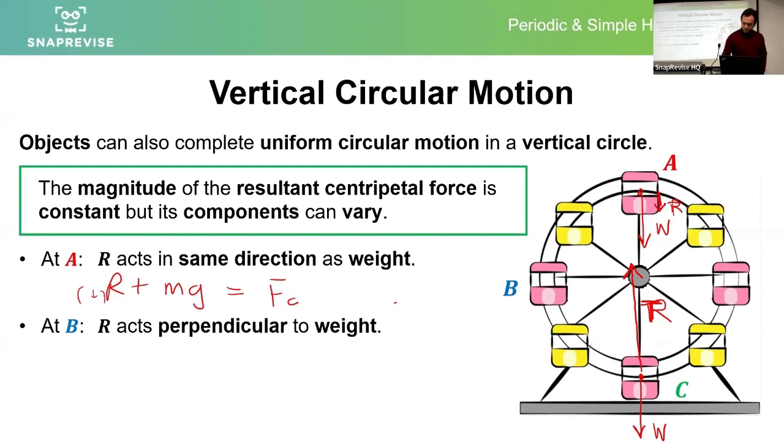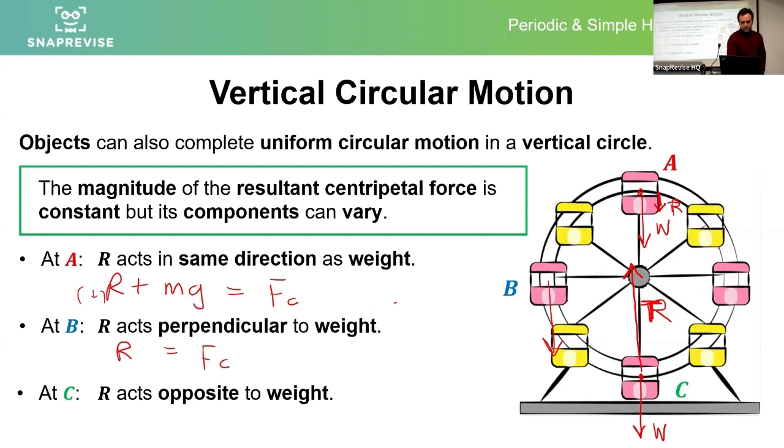At B, R acts perpendicular to the weight, so the weight doesn't really have an effect. So R is exactly equal to the centripetal force, because the weight is acting perpendicular to it. At C, I'm afraid R has to act against the weight. R minus mg is equal to Fc.